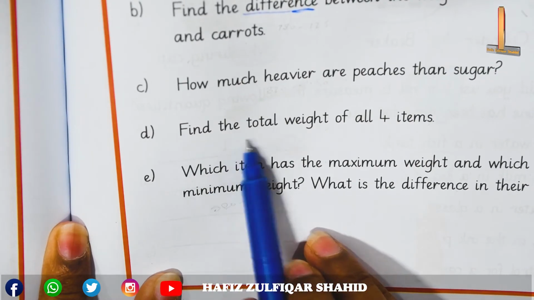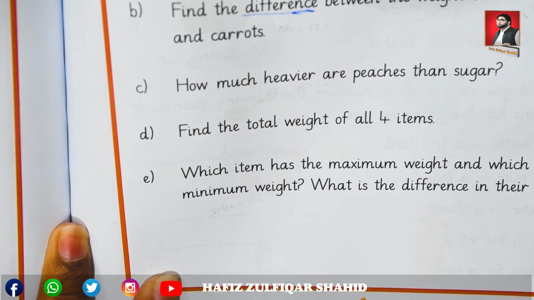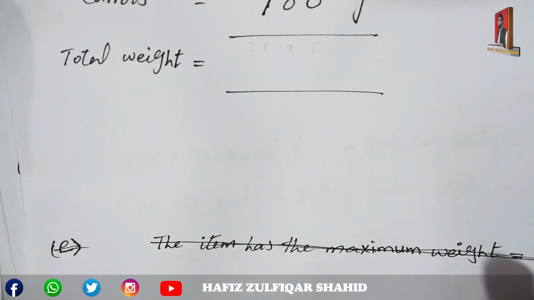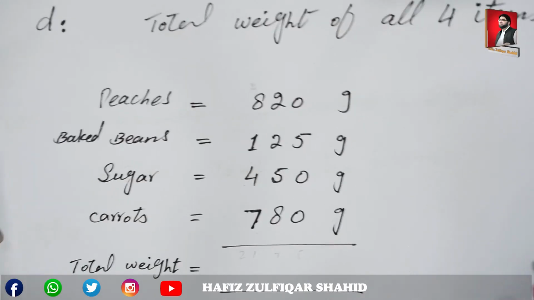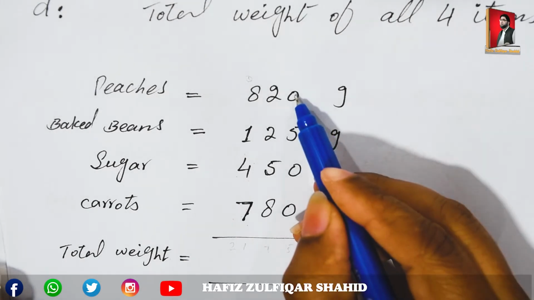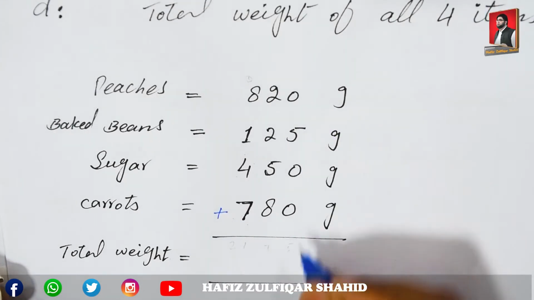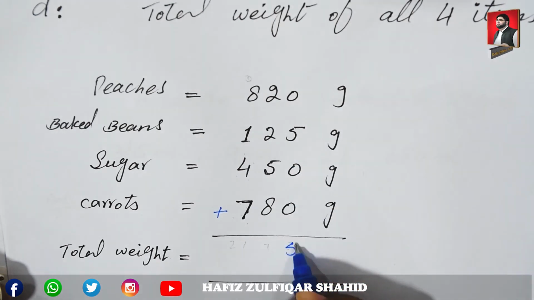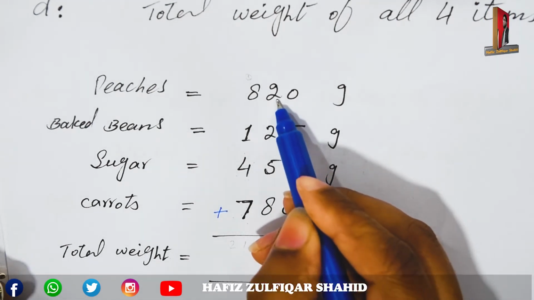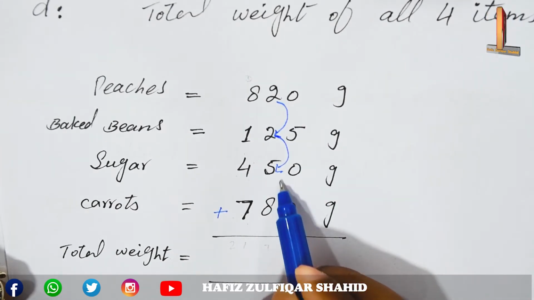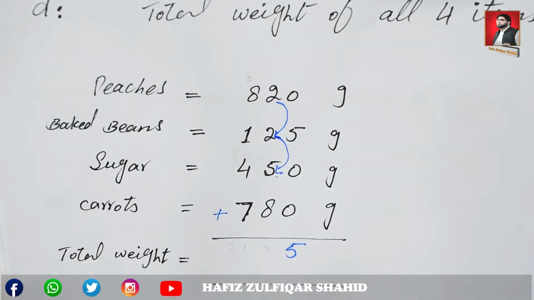D1. Find the total weight of all 4 items. We know how we can find the total weight. Add the weight of all these items, plus all of them. 0 plus 5 plus 0 plus 0 is equal to 5. 2 plus 2 equal to 4. 4 plus 5 equal to 9. 9 plus 8 equal to 17.